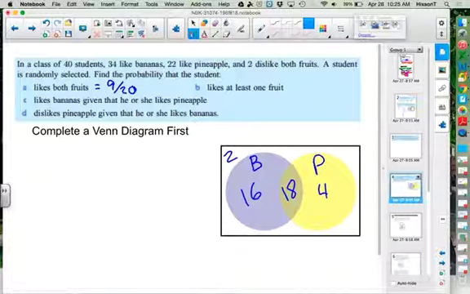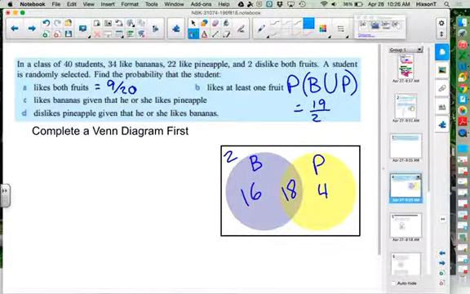Part B, likes at least one fruit. Now, what are we actually finding there? Everyone except those 2 people. Okay. In our notes, what would we put for the notation? B or P. Okay, good. B union P. Okay? We're finding everybody that likes one or the other or both. So, you're right, it's everyone except for those 2 people, so 38 out of 40.